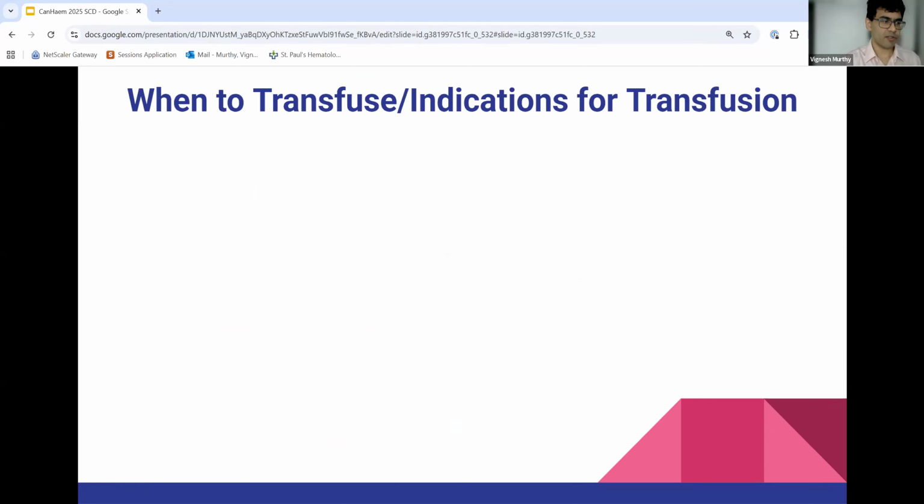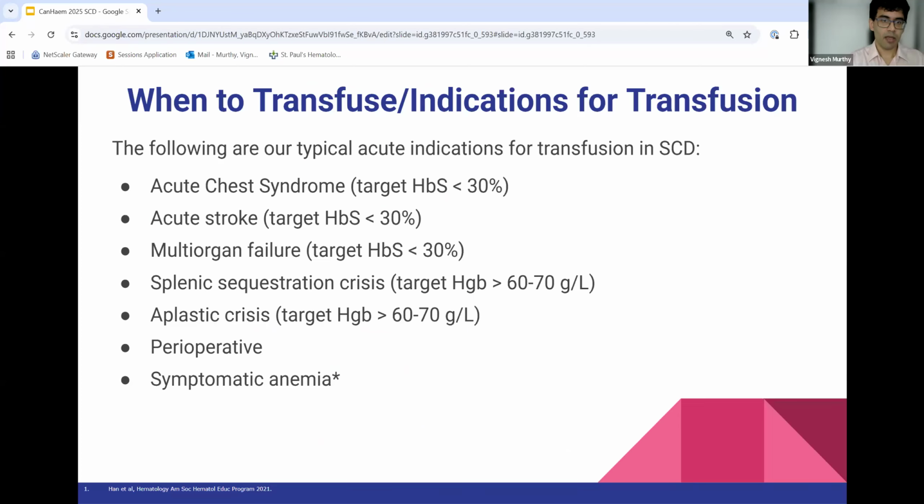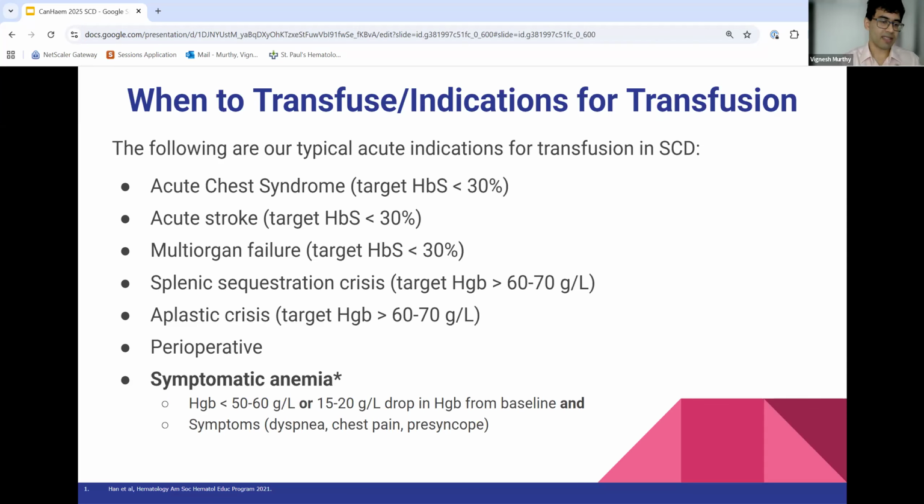And so what are the indications for transfusion? When do we think about it? So our typical acute indications are acute chest, acute stroke, multi-organ failure, splenic sequestration crisis, aplastic crisis, the perioperative setting, and lastly, symptomatic anemia. But I highlight that to us means a hemoglobin less than 50 or 60, or a significant drop from their baseline, plus some symptoms of anemia, like dyspnea, chest pain, presyncope, or if we're convinced that they're having active organ injury related to anemia.